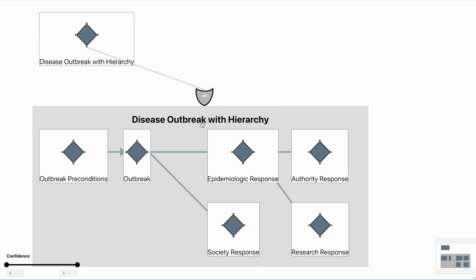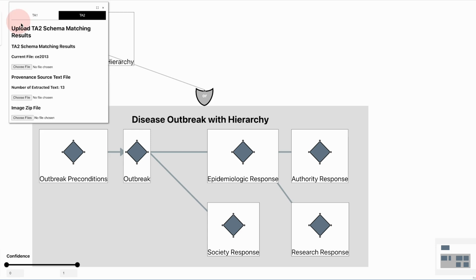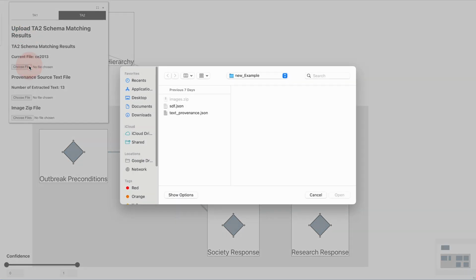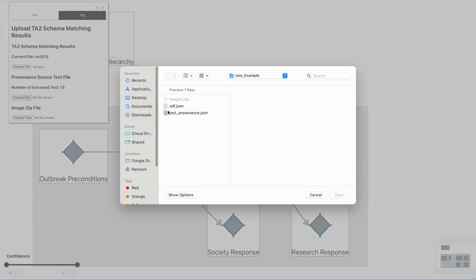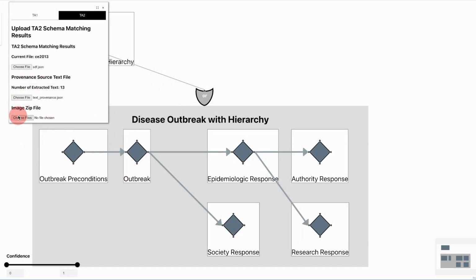To upload schema matching results for visualization, first click on the menu button, then click on the add button. Then the upload panel will show up, and you upload the corresponding files for visualization. You can find the demonstration file in the GitHub page under the folder demonstration files.